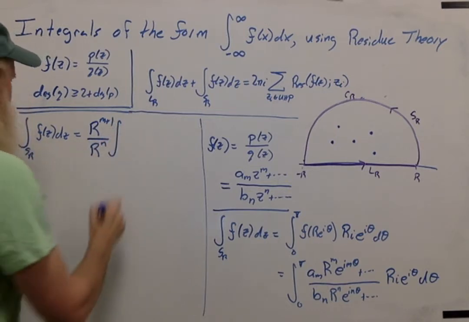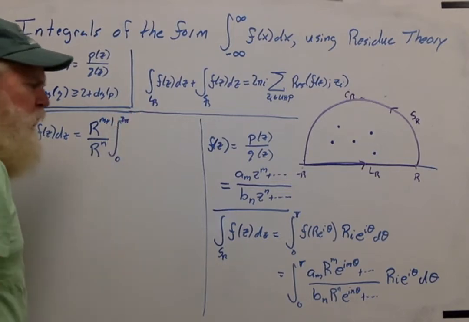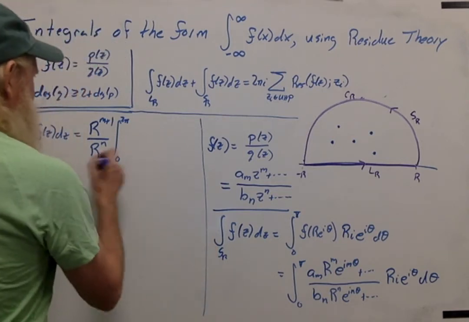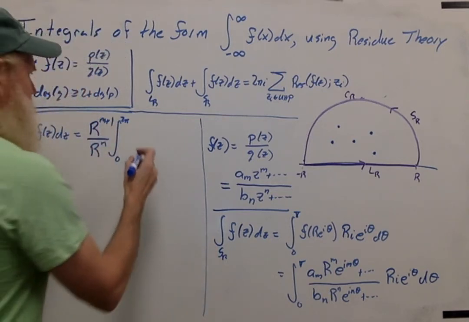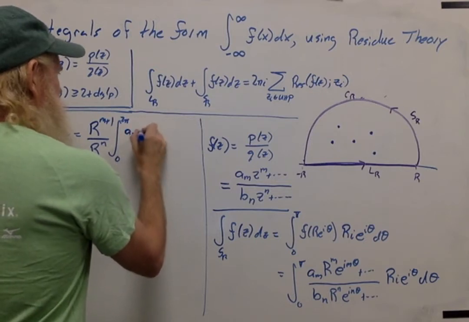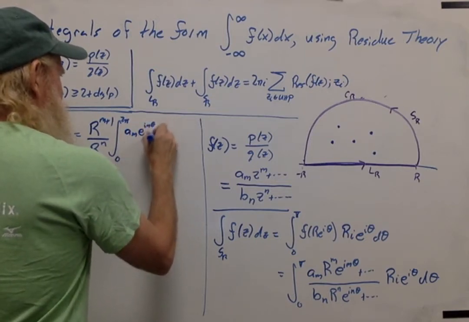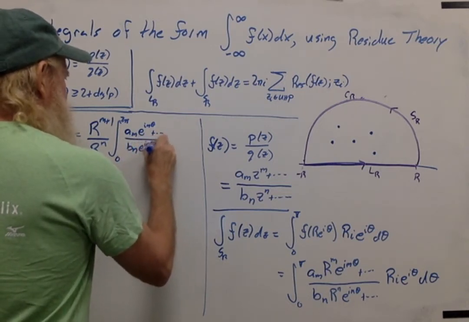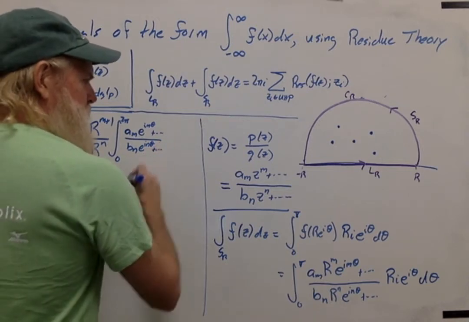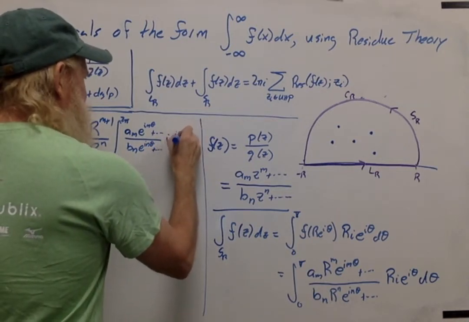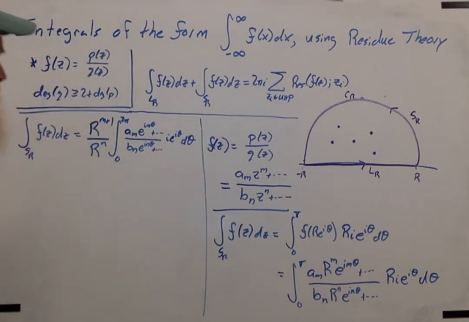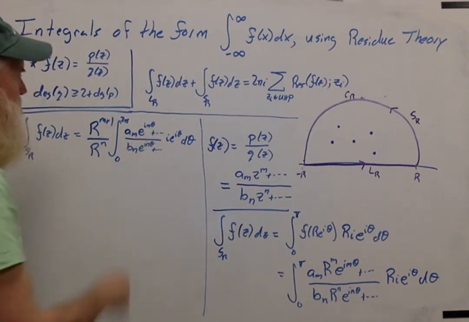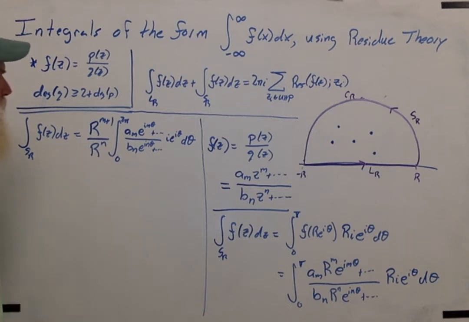Now, since I'm integrating with respect to theta, we're treating those r's as constants, and I can actually factor those completely out of the integral. So if I do that, I have r to the m plus 1 over r to the n times a sub m e to the i m theta plus some lower order terms over b sub n e to the i n theta plus some lower order terms times i e to the i theta d theta. Now, some of these lower order terms are still going to have r's in them for sure, but we factored out the dominant terms, the biggest powers of r.